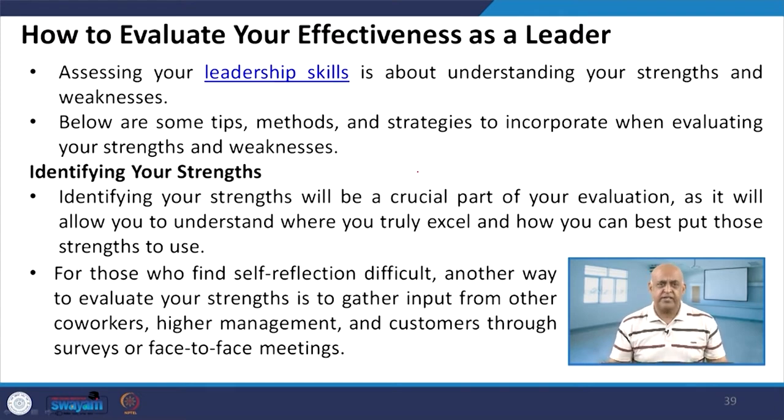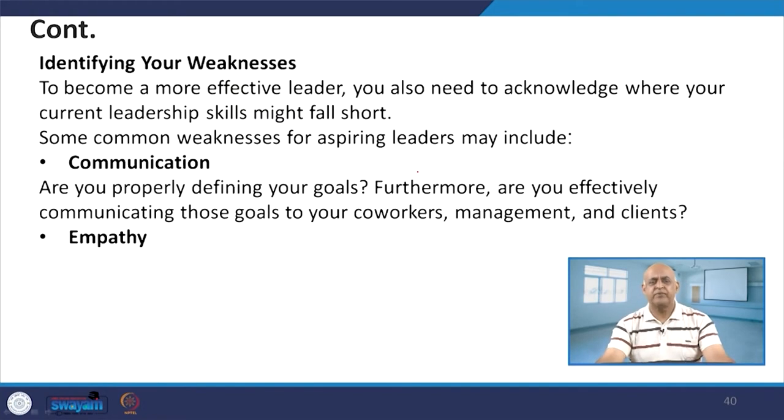Naturally, either our co-workers and colleagues will keep on talking about our strengths, or the higher management will appreciate us on certain points, and those points will be our strengths. So once you have identified your strengths, you are aware. Self-awareness is very important, and it comes from identifying the strengths.